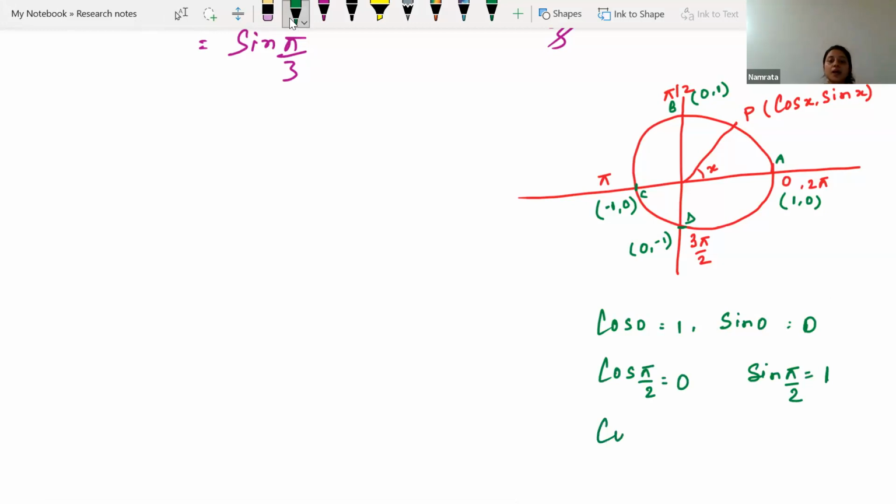Similarly, cos pi and sin pi. We can see at pi, the coordinate is minus 1 comma 0. That means x is minus 1. Which one is representing x? Cos is representing x. So cos pi will be minus 1 and sin pi will be 0.